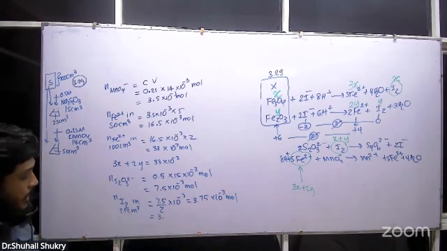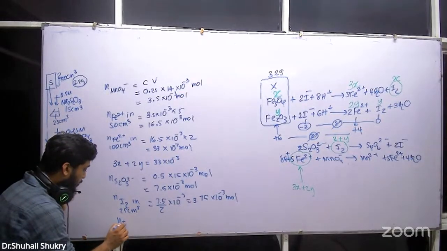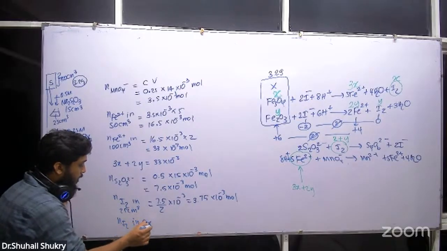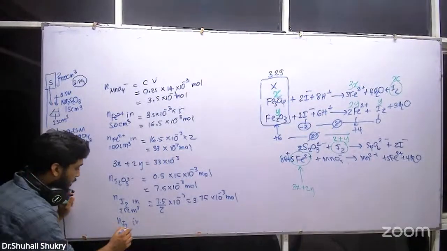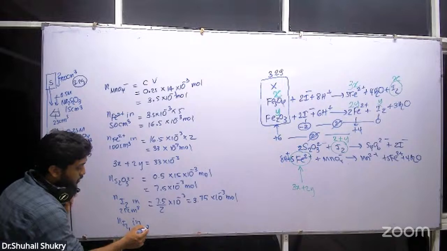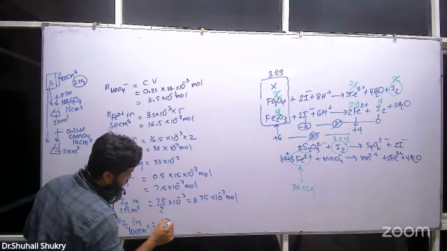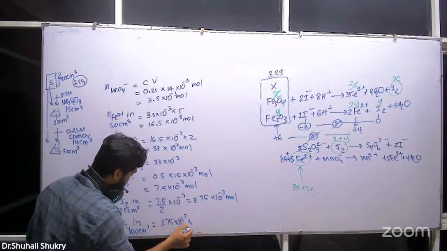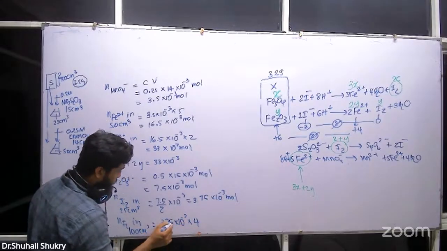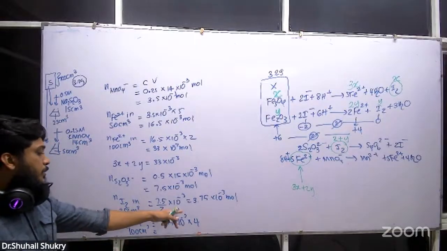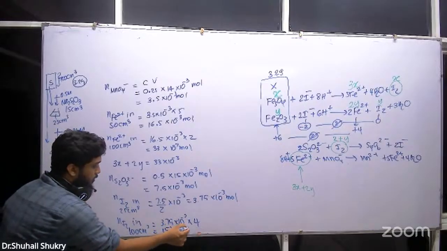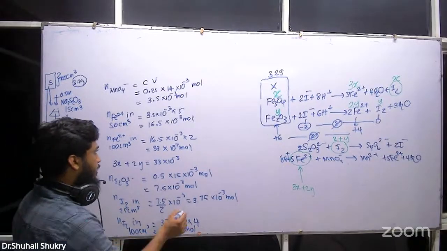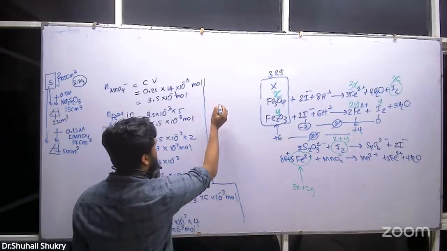Now, this is the I2 in 25 centimeter cube. So I have to see the number of I2 in 100 centimeter cube. If I see the I2 in 100 centimeter cube, how many times? 3.75 into 10 to the minus 3 into 4. That means 3.75 times 4 is 15, so 15 into 10 to the power minus 3 moles I'll get as the answer. So from this I can get a connection.